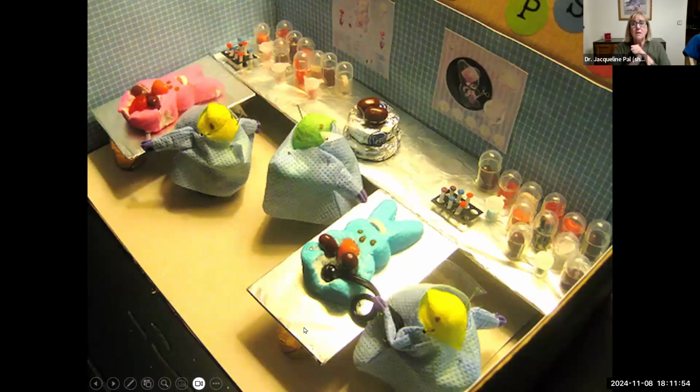All right, so that's all I want to talk about. If you're bored next Easter, take your peeps and do what we anatomy instructors do, and we pretend we're doing open heart surgery with our peeps.